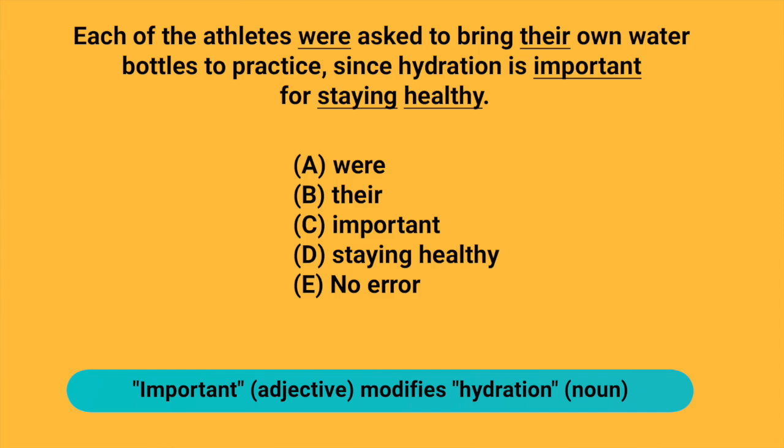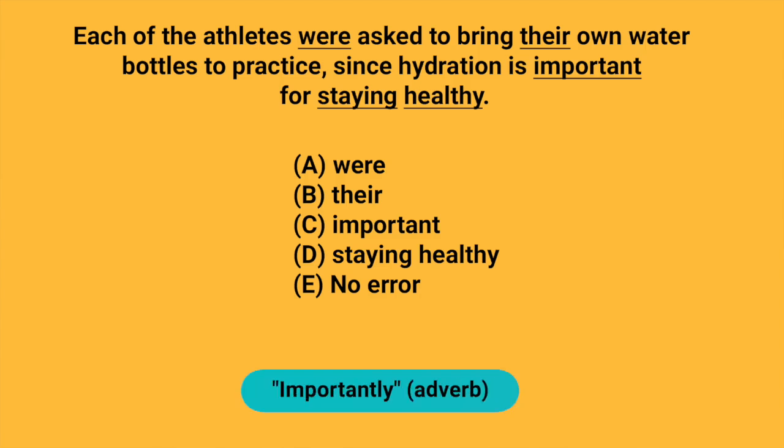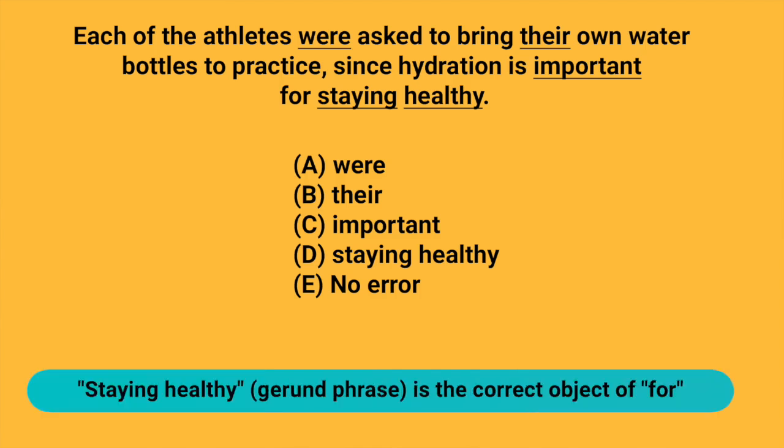The word important is an adjective that modifies hydration. Its usage is correct because it clearly conveys the intended meaning and is consistent in this sentence structure. Let's say the word was importantly, then it would be wrong because it's an adverb and an adverb can't modify a noun, and hydration is a noun. Lastly, staying healthy is a grammatically correct gerund phrase that acts as the object of the preposition for. It explains the purpose of hydration, so its role and meaning are correct here.